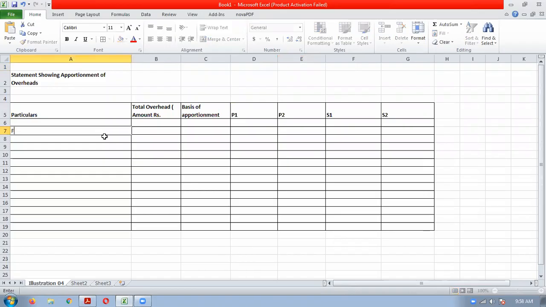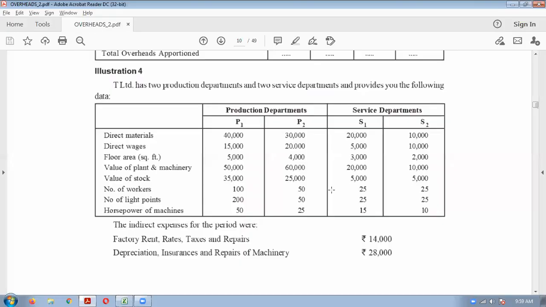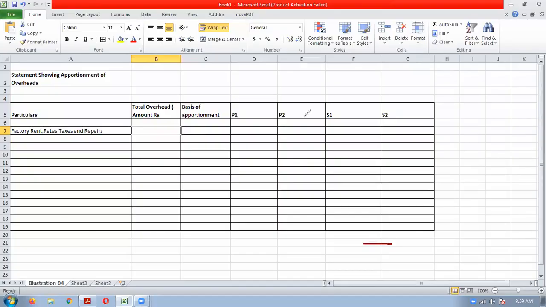Factory rent, rates, taxes and repairs. What is the amount? 14,000. See, 14,000 is the indirect expense of factory rent, rates, taxes and repairs. So now this 14,000 we will have to put in all the 4 departments.